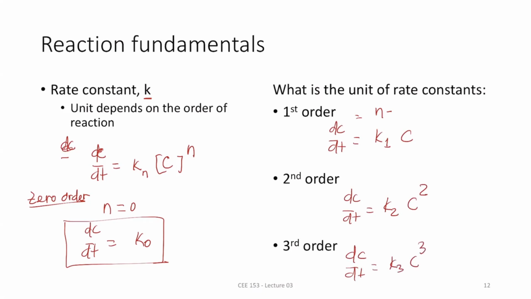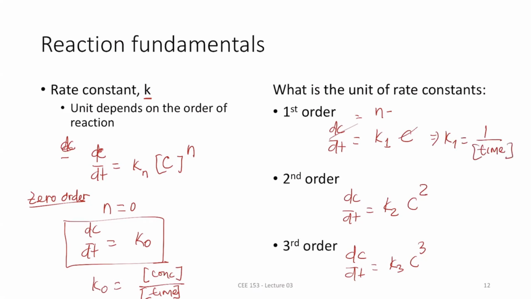So if I ask what's the unit of K0, that is equal to dC by dt. So what's the unit of C? That's concentration, whatever the unit. So I'm just going to write concentration unit by time. Whatever the concentration unit in your system, that's the unit of concentration divided by time. What about the unit of K1? Concentration cancels out, so it's going to be 1 over time. So here basically we are doing dimension analysis. So this will be 1 over time.